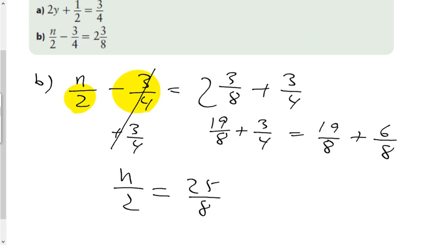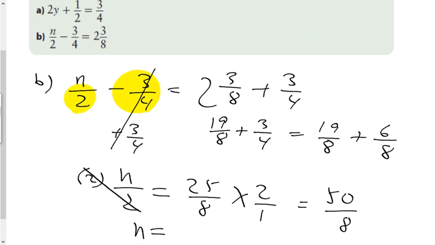Now we have a one step where we're going to multiply both sides by 2. I'm going to show it like that. n will equal the product of 25/8 times 2. Can we do that in our head? If you take 25/8 and double it, how many eighths would you have? 50/8. But I'm going to put my whole number like that. I'm still going to get 50 over 8, which is my solution.